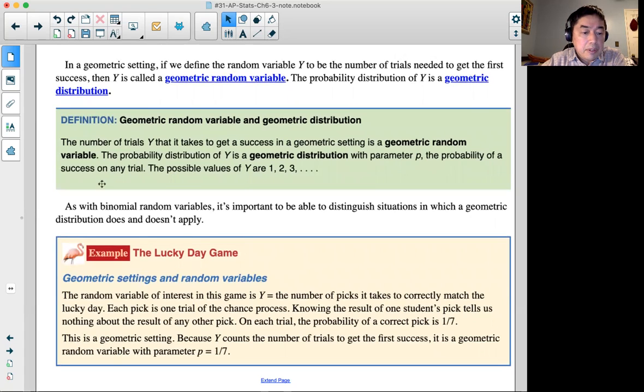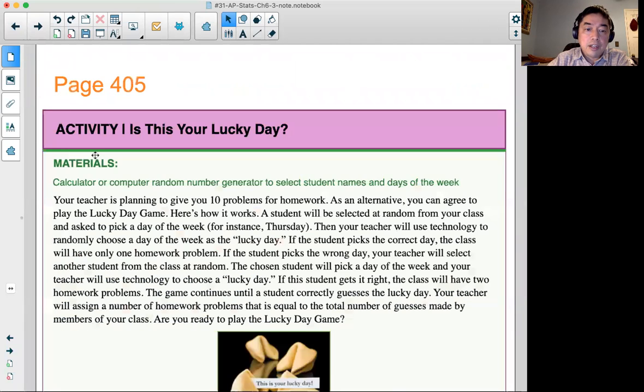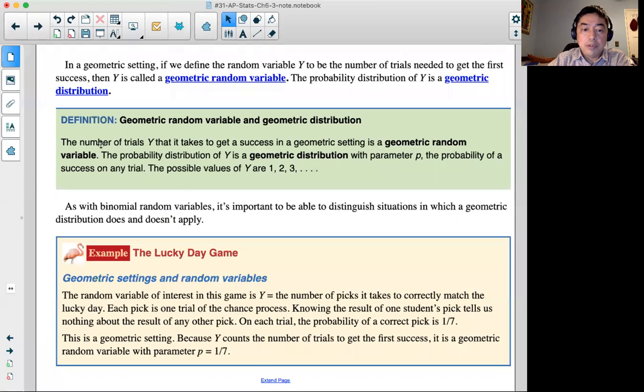So for the lucky day process, if the student can match the lucky day on the first trial, it's going to be 1, otherwise 2, 3, 4, 5, 6, 7, and so on. There is no end if he or she keeps picking a wrong day, right?